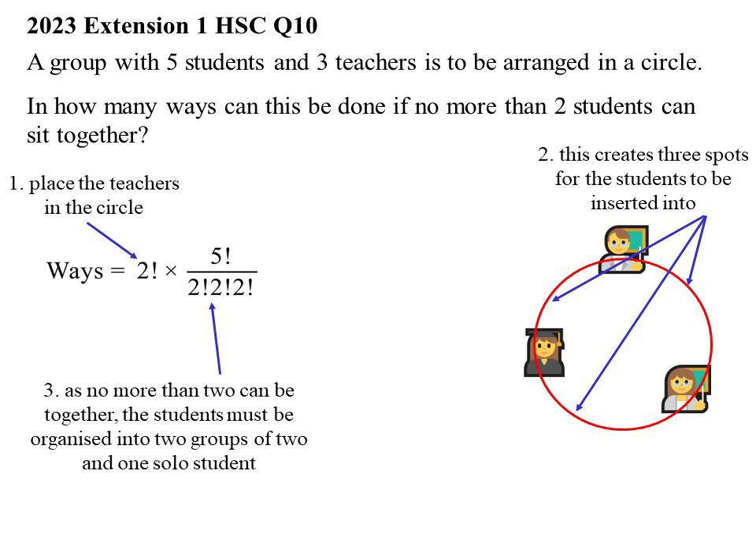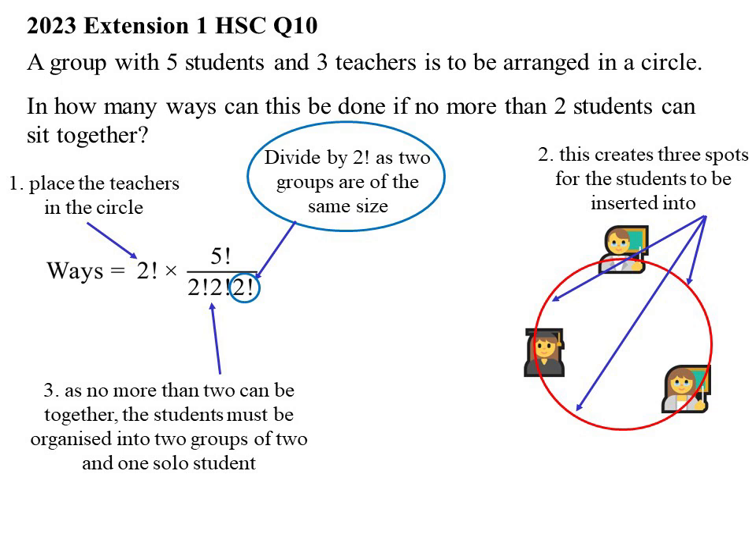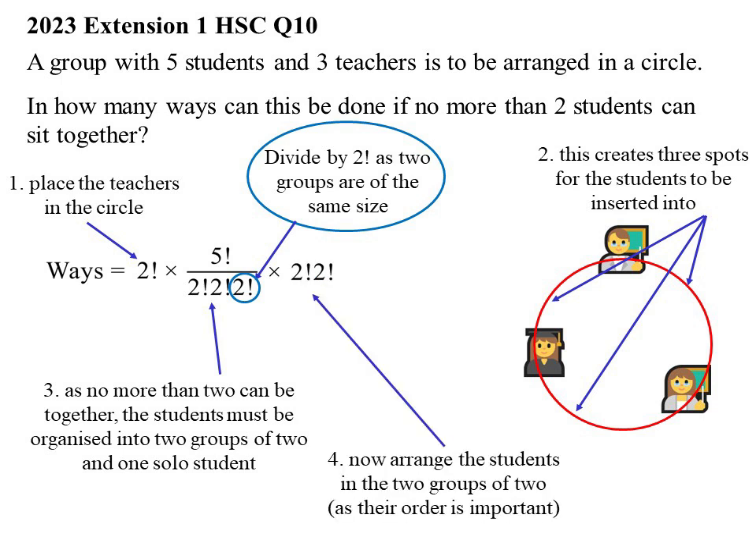Well, let's put them into their groups. There's 5 students. We have a group of 2, 2 factorial. A group of 2, 2 factorial. Hang on, what's the other 2 factorial? 2 of those groups are of the same size. So I also divide by another 2 factorial. So I have selected the groups, but the arrangement of the students is important in this one. So remember, in these groups, A and B are like this. That would be different to A and B being like this. So that will create a different arrangement.